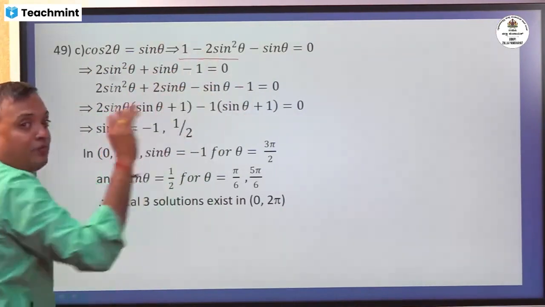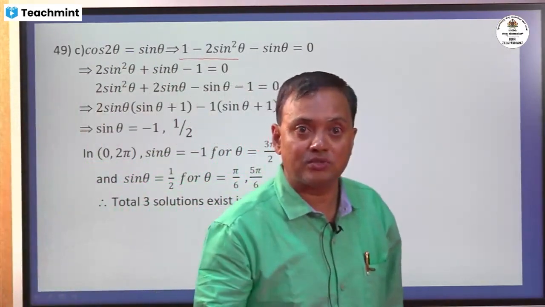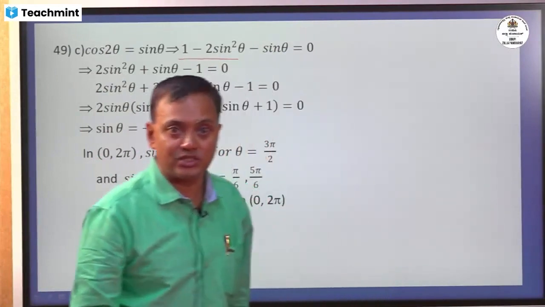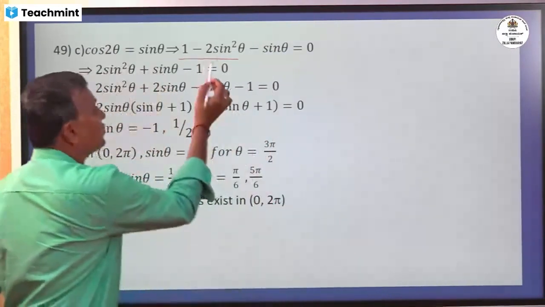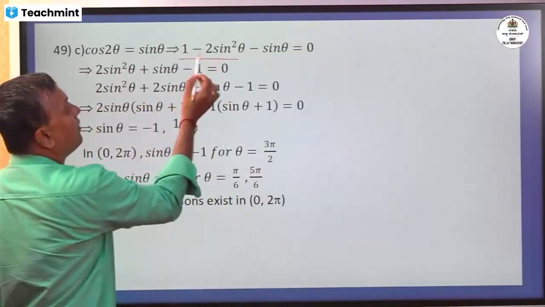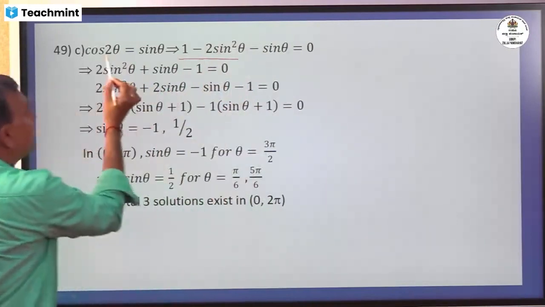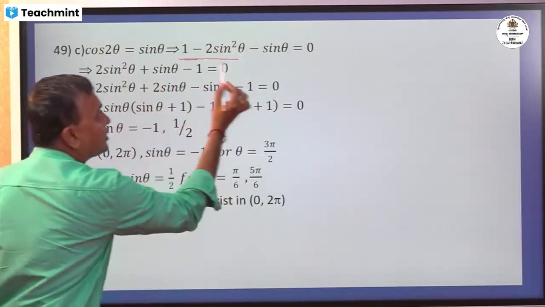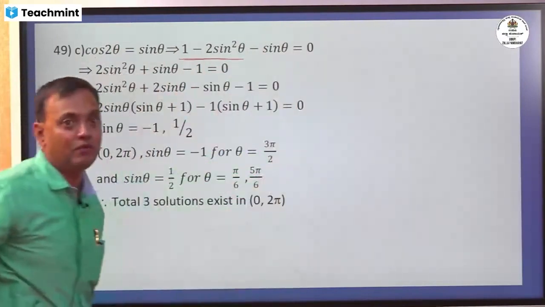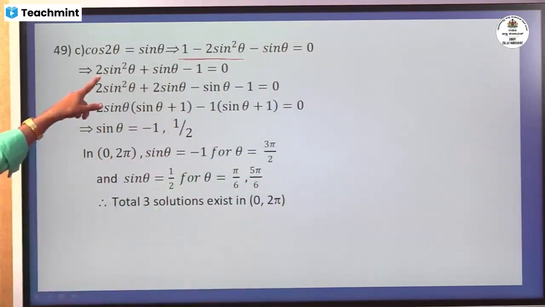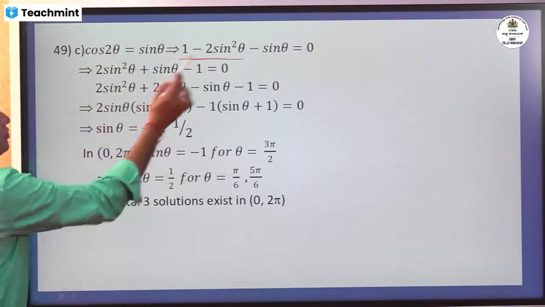Cos 2x formula: cos square x minus sin square x, 2 cos square x minus 1, 1 minus 2 sin square x, 1 minus tan square x by 1 plus tan square x. So use it in terms of sin function: 1 minus 2 sin square theta minus sin theta equal to 0. So cos 2 theta is 1 minus 2 sin square theta, bring sin theta to the left hand side, right hand side is 0. Then multiply by minus 1, we get 2 sin square theta plus sin theta minus 1 equal to 0.